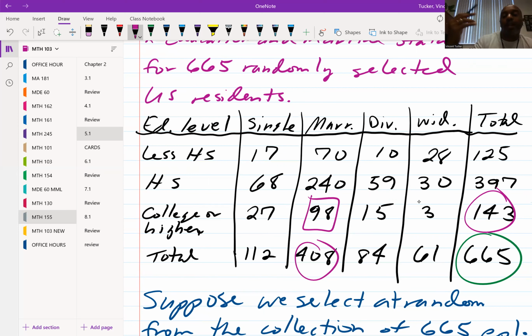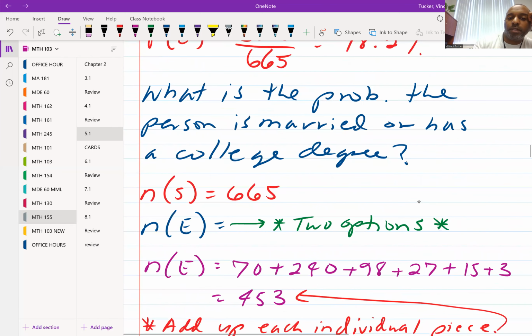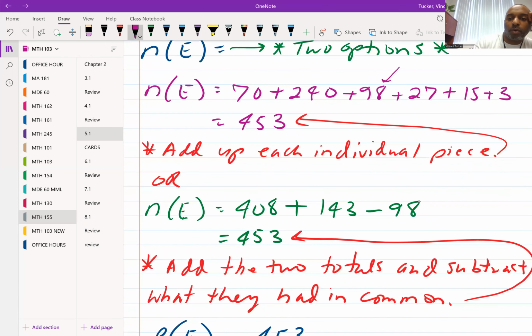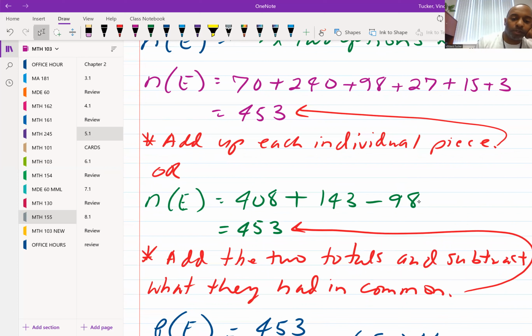You don't want to count that 98 twice. Because in this 143 is that 98, and in this 480 is that 98. So you don't want to count the 98 twice. Just like when I wrote down the pieces, 98 wasn't written twice. So what you would do is 480 plus 143 and then minus the 98, and that'll give you 453. So either way, your top number should be 453.